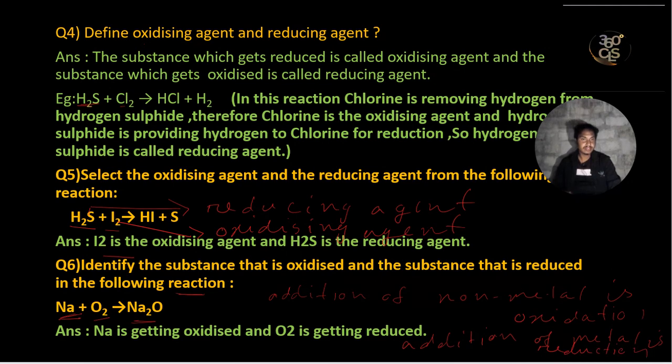Okay, now here in this reaction, addition of non-metal, that is oxygen, with sodium is what? Oxidation. So sodium is getting what? Oxidized. Now sodium is adding with oxygen, so the addition of metal is what? Reduction. So oxygen is getting what? Reduced. So sodium is getting oxidized and oxygen is getting reduced.